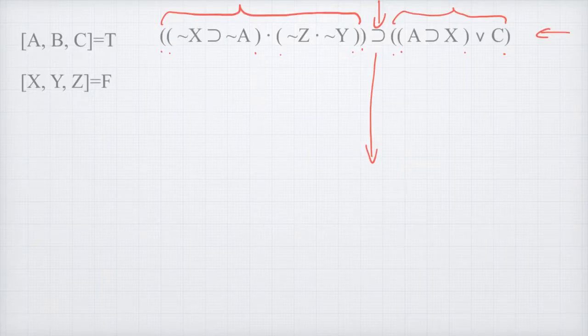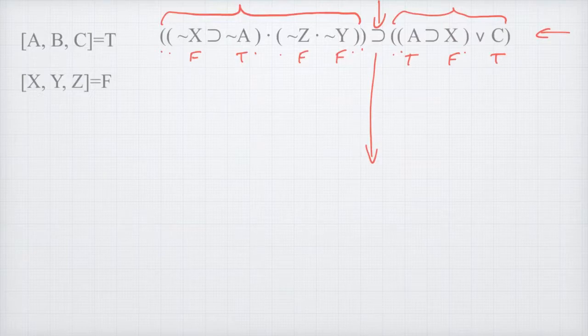So the first thing I'm going to do is assign the truth values. It's already given to me that X is false, A is true, Z is false, Y is false, A is true, X is false, and C is true. So that's step one. It doesn't matter where I start. I can start on the left side or the right side. Let me start on the left here.